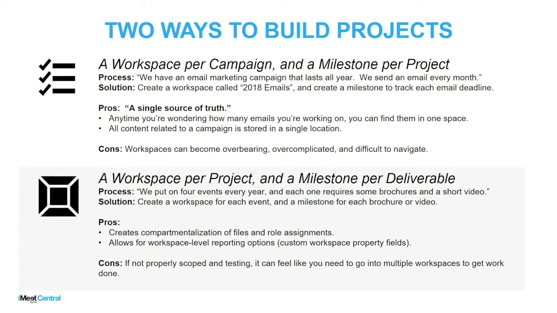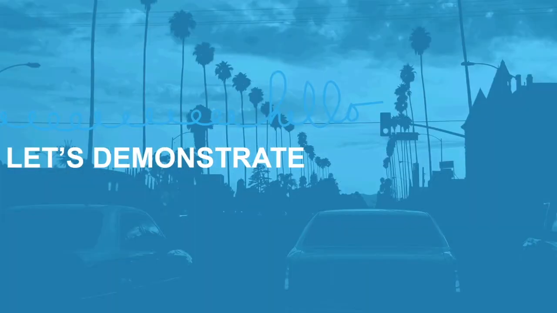So the con here is that if you don't properly scope and test your configuration, you can sometimes feel like you're going into multiple workspaces to get work done. If you ever feel like I got to go into this workspace to do one thing and another workspace to do another thing, and it's all for the same project, then it wasn't properly configured. You want to make sure that you're still going into one workspace to do your job, but they're separated by project. So now that we've talked about all this theory stuff, let's actually go into the tool and do a quick demonstration.